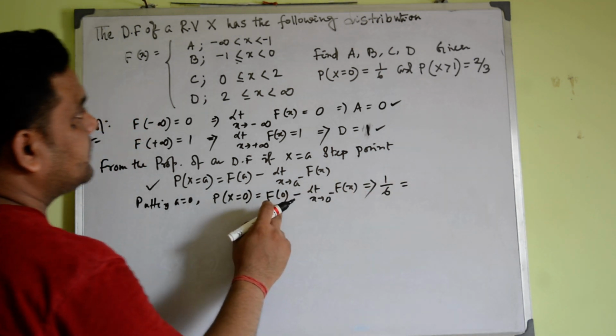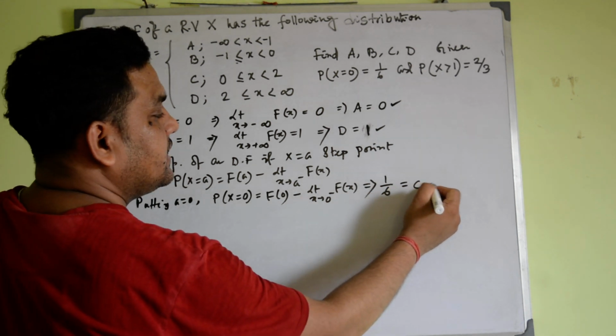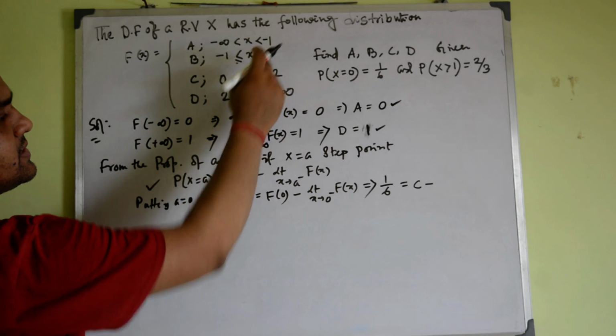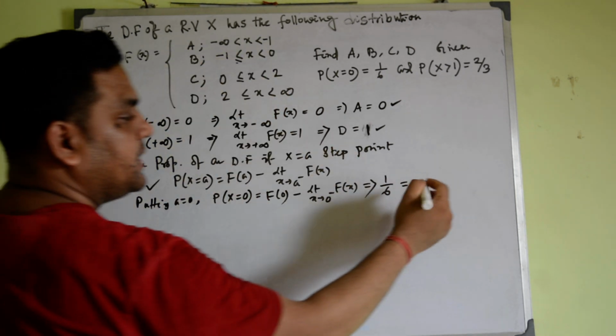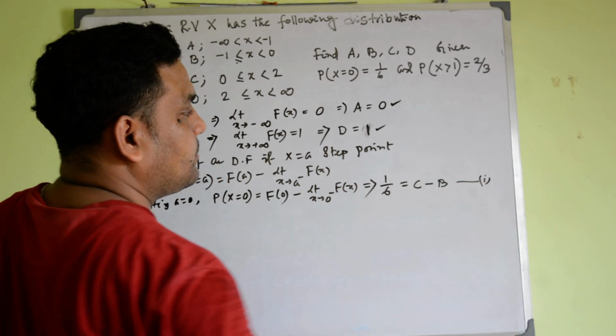This equals F(0); at x equal to 0, the value becomes c. So c minus limit x tends to 0 minus F(x). When x tends to 0 minus, that means x less than 0, its value is b. So c minus b is equal to 1 by 6. Put it here, equation number 1.